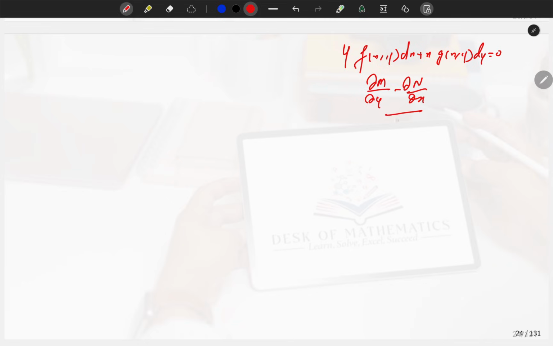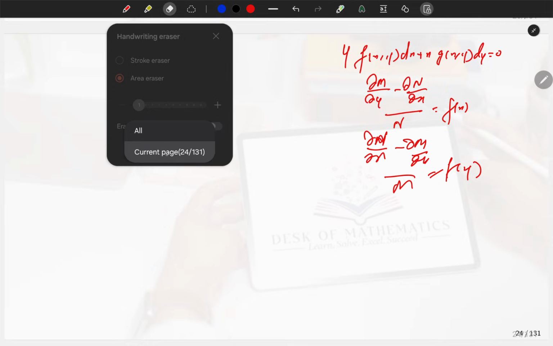All the four cases are important. If it is homogeneous but not exact, then you have to find the integrating factor. If it is in the form y f of x comma y dx plus x g of x comma y dy is equal to 0, there is an integrating factor. If dou m by dou y minus dou n by dou x, divided by n, is a function of x, then that gives its integrating factor. If dou n by dou x minus dou m by dou y, divided by m, is a function of y, then that gives its integrating factor. So these things are important.